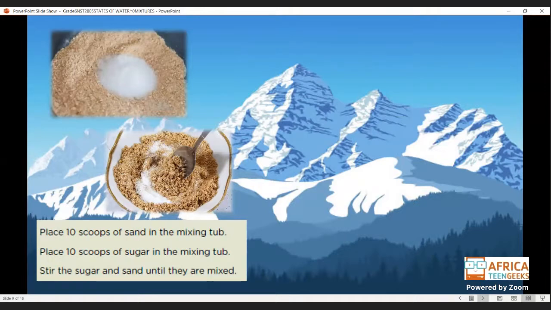Okay, let's look at it this way. I'm using sugar again, okay? But now I'm using sand. All right. So if I stir the sugar and the sand until they are mixed, what do you think will happen?